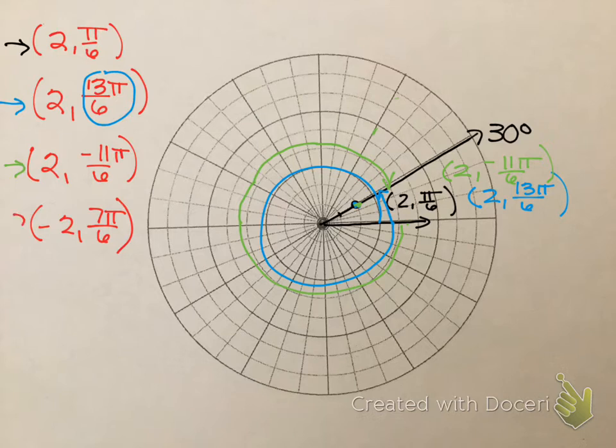Finally, let's graph -2, 7 pi over 6. All right, 7 pi over 6. So I am rotating pi over 6, 7 pi over 6. But I am not walking from the pole in this direction. That's not the way I'm going. I need to go in this direction, 2 concentric circles. So there's my point. So the point -2, 7 pi over 6 is also in the same location.